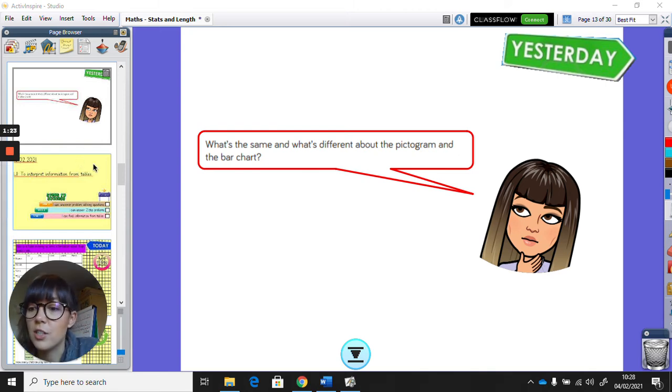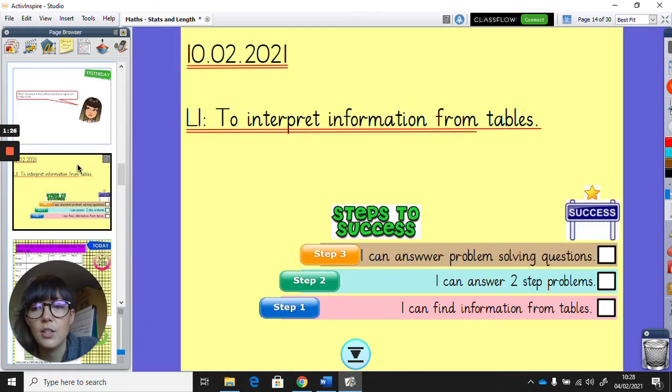Let's move on to today's learning. So, today is Wednesday the 10th of Feb and our LI today is to interpret information from tables. So think about that word interpret that we did yesterday. Interpret means to gain information from, to get information from and understand what it's telling you. Okay, but we're using something different today. We're using something called tables.